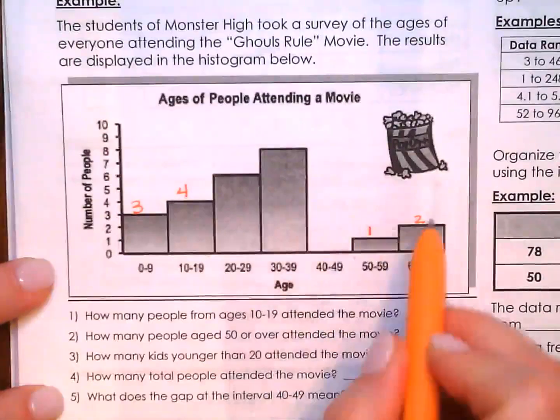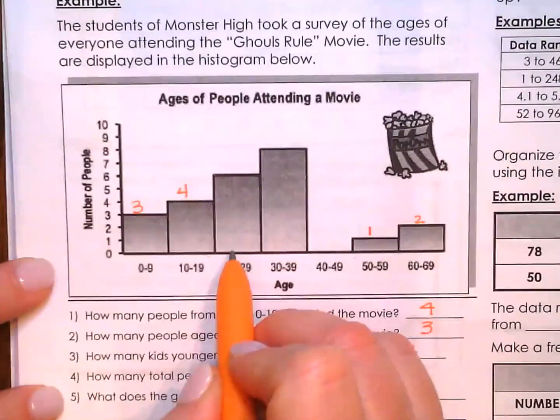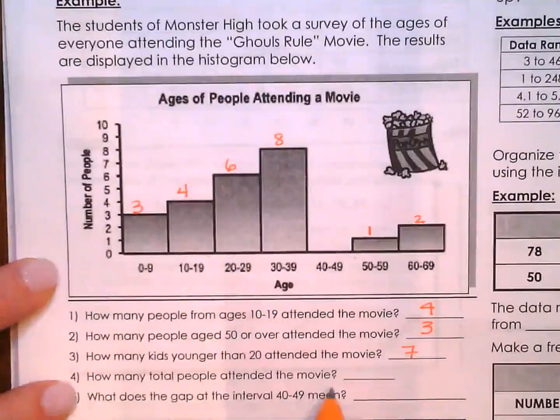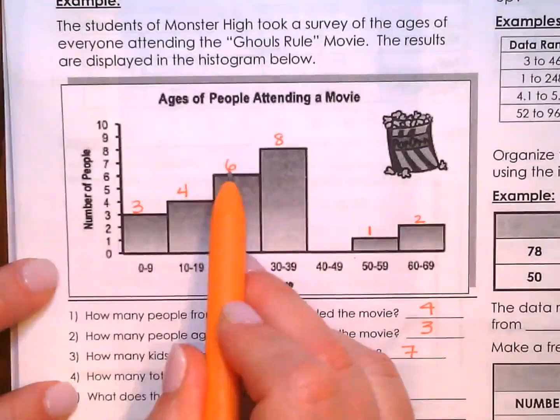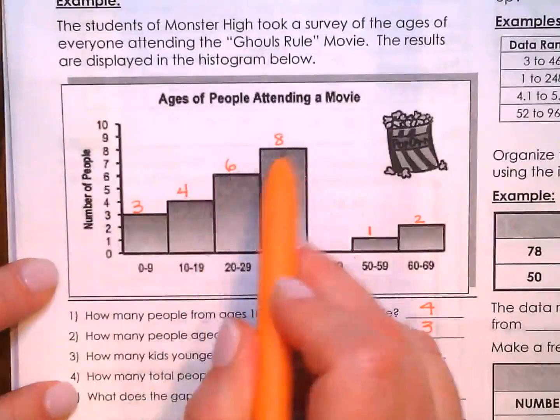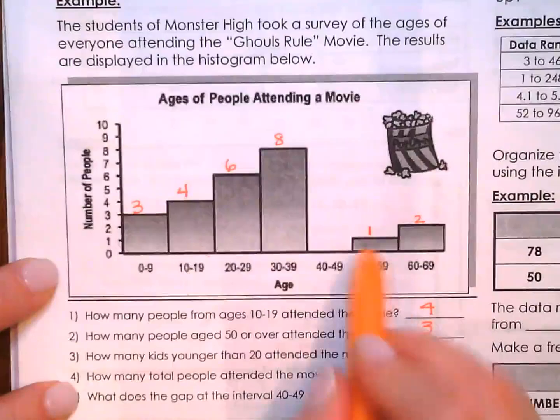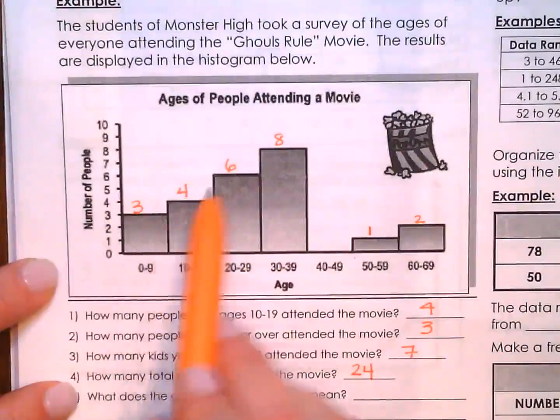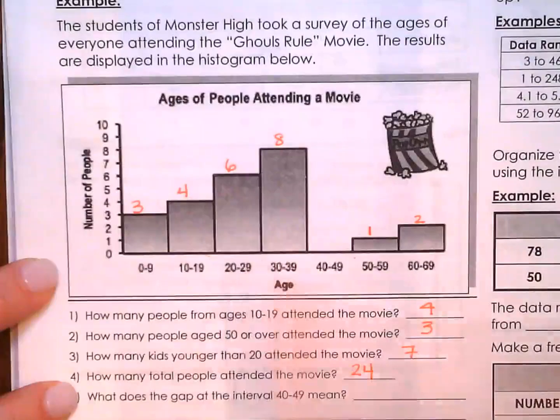How many total people attended the movie? Well, we've already tabulated these few bars, so let's take a look at this one. This says 6 people, and this one has 8 people. So how many total people attended the movie? Well, that's 7 plus 6, which is 13, plus 8, which is 21, plus 1, which is 22, and 2, which is 24. There are 24 people, 3 in this category, 4 in this age range, etc.